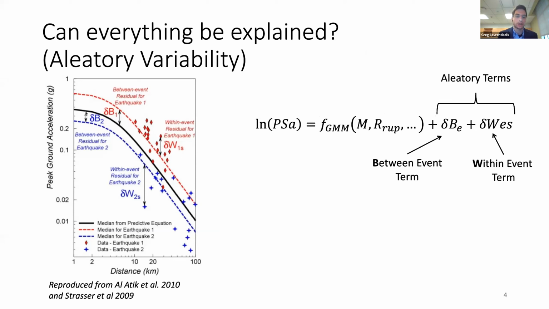The between event term is the average shift of the ground motion for a particular earthquake with respect to the median ground motion, whereas the within event term describes the variability of the ground motion for a single earthquake.